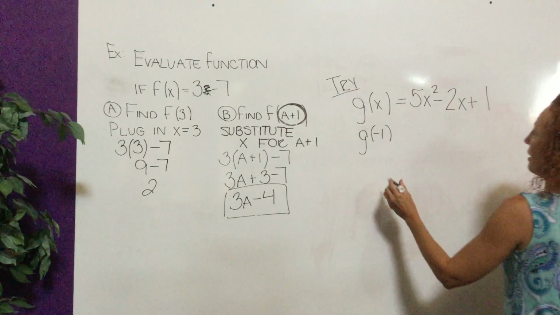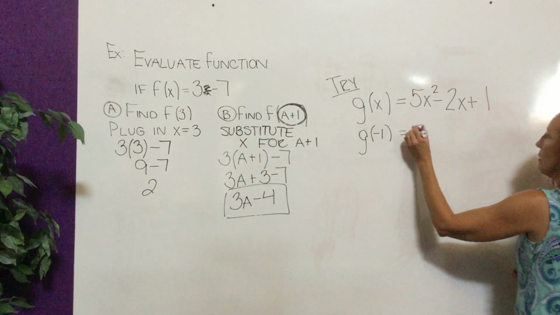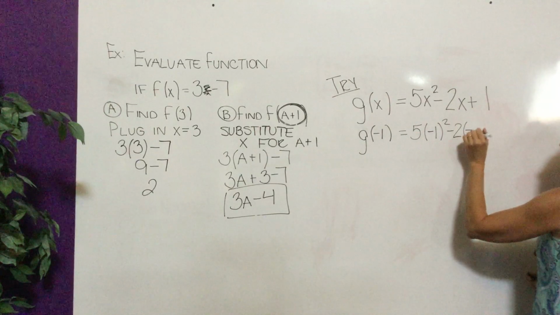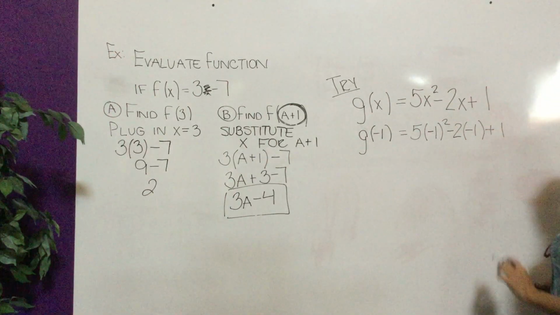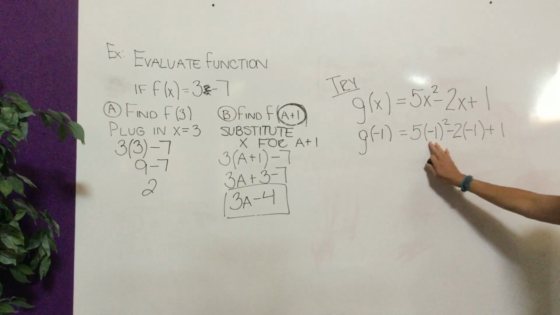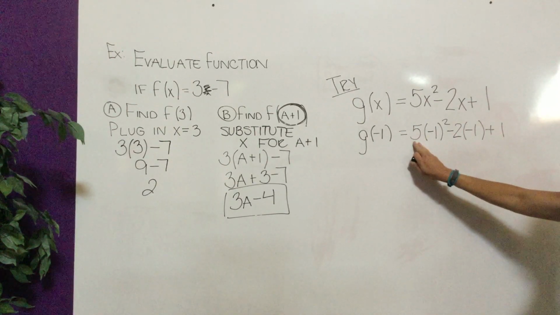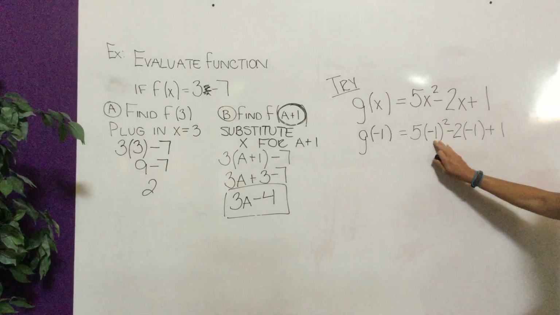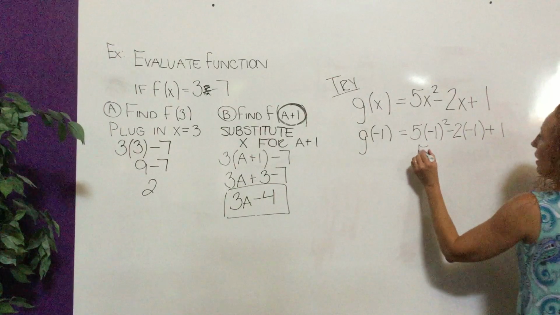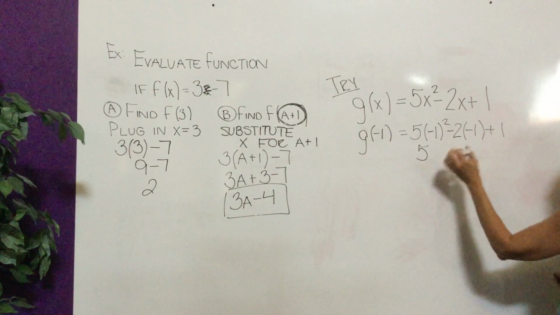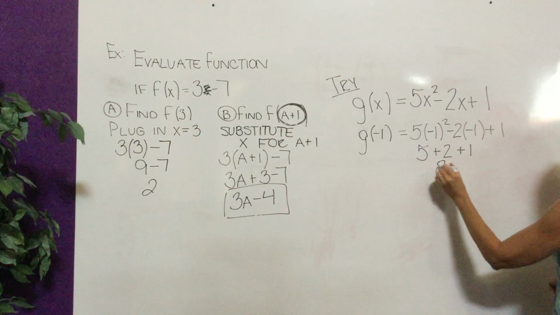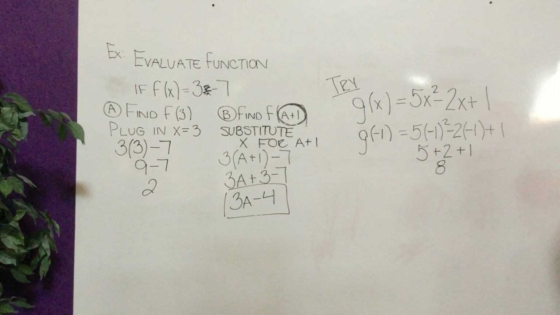So plugging in -1 is going to look like that. Make sure you square, this is just really what I wanted to practice. Make sure you square that negative before you multiply it by the 5. So -1 times -1 is 1. 1 times 5 is 5. -2 times -1 is +2, +1, and 5 plus 2 plus 1 is 8.